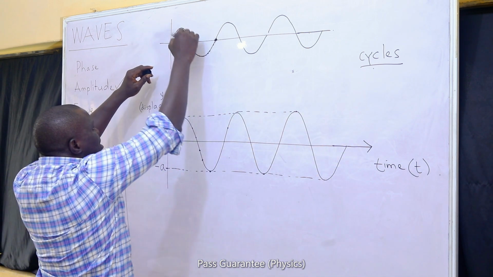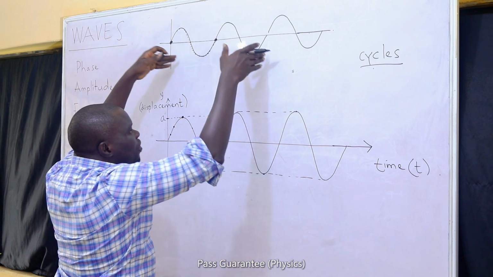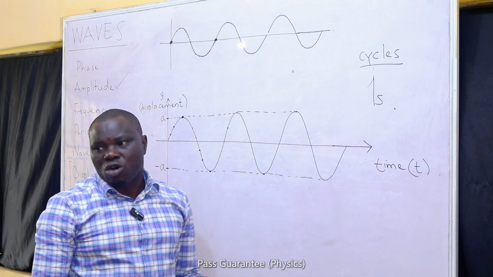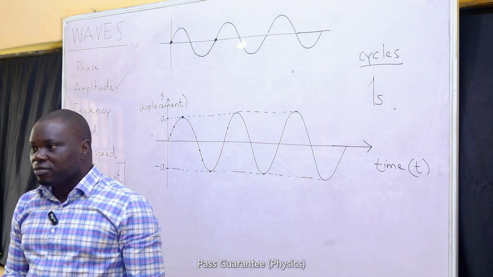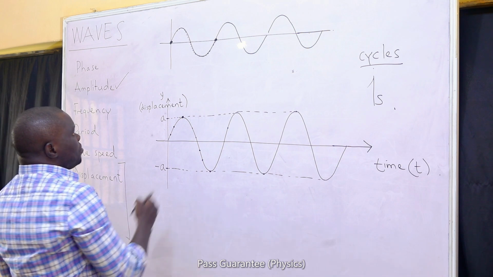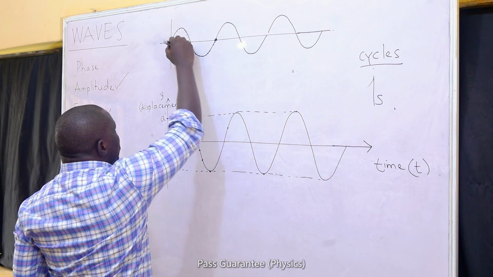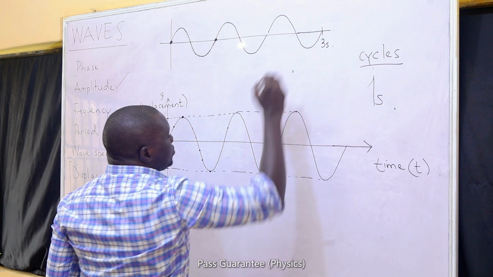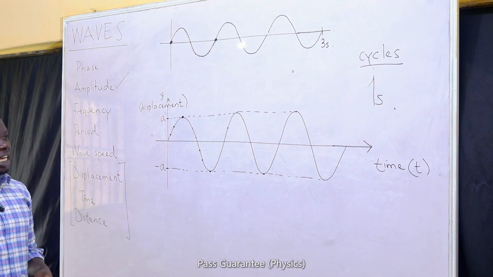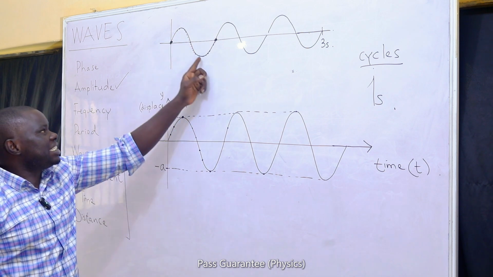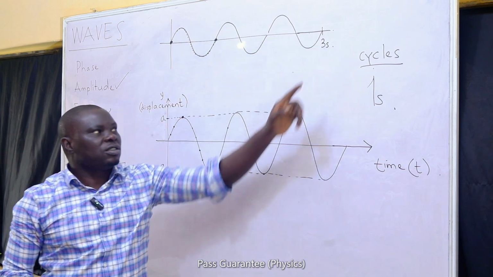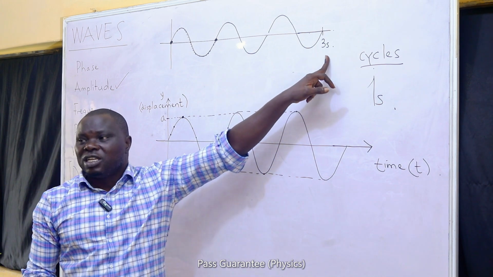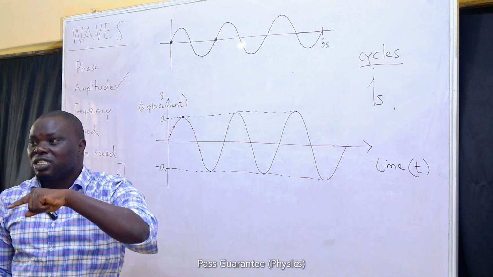Now, how many of these cycles has the wave completed in a period of 1 second? That is what is called the frequency of that wave. And it's so easy to know. If, for example, I decide to draw these 3 cycles and I put 3 seconds here, what I'm indirectly telling you is that the wave has covered 3 cycles in 3 seconds. So that is not the frequency. The frequency is not the number of cycles it will complete in 3 seconds. The frequency is the number of cycles it will complete in 1 second.